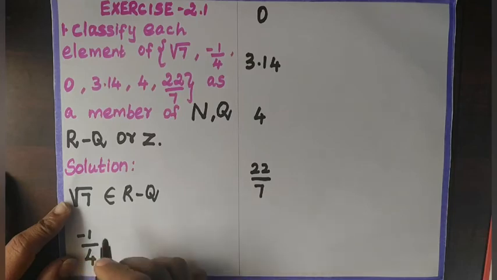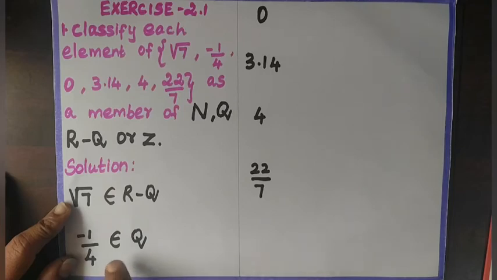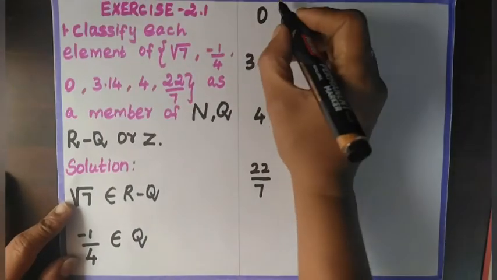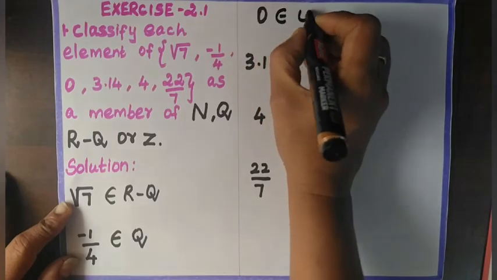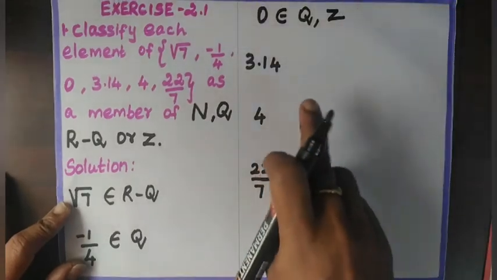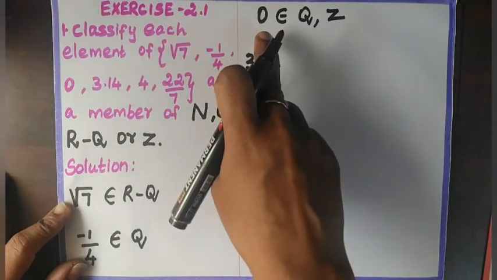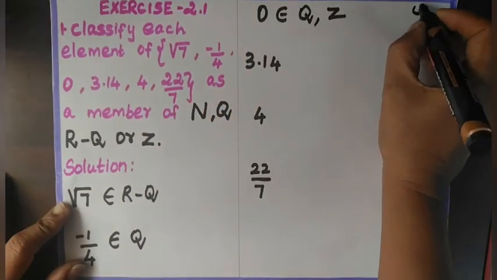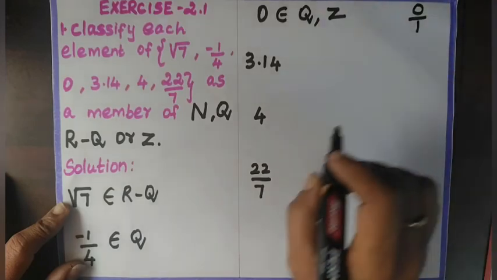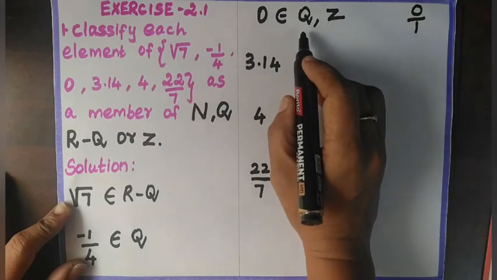Next, minus 1 by 4 belongs to Q. It is in the form of p by q, so it is rational. Next, 0 belongs to Q and Z. We cannot say it is a natural number. But we can express it in the form of p by q, that is, we can write 0 by 1. 0 by 1 is 0. So, we can say 0 is an integer as well as a rational number.